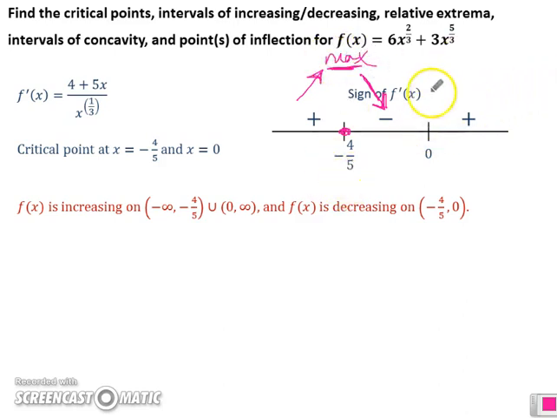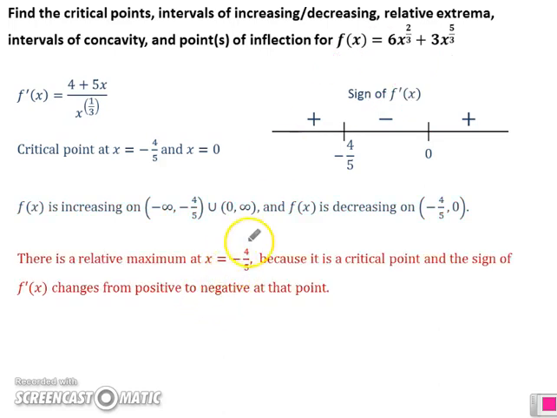Same thing goes at x equals 0. It goes from negative, flat, to positive. So there's a minimum at x equals 0. So you look for the critical points, and then you determine if the sign of the first derivative has changed. And if so, you can say there's a maximum at negative 4/5 because that's a critical point, and the sign of the first derivative changes from positive to negative.